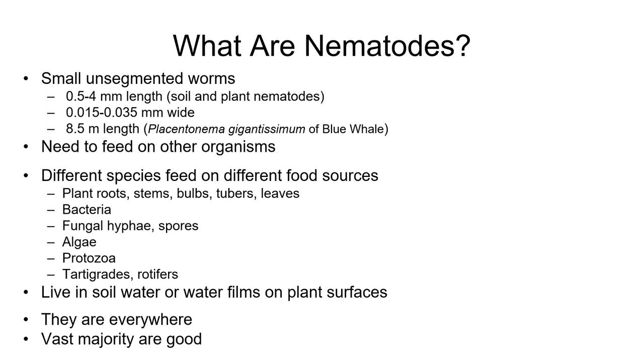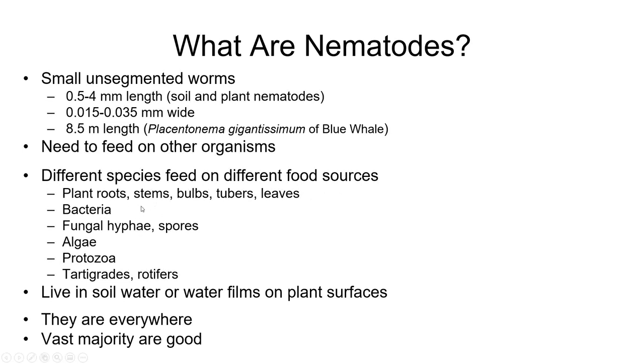So different types of nematodes or species of nematodes feed on different food sources. And it's these ones here that feed on plant roots, stems, bulbs, tubers, and leaves that we're most concerned about because of their effect in decreasing yield and quality of our tuber or grain crops, okay?